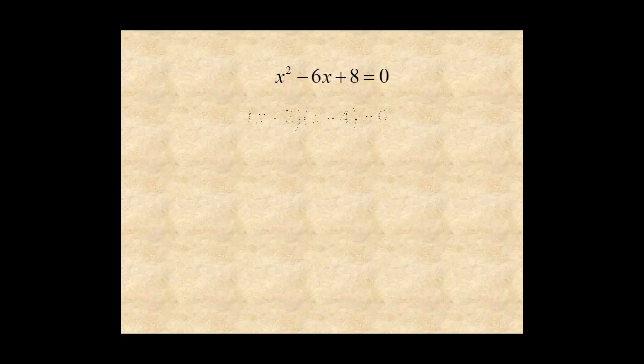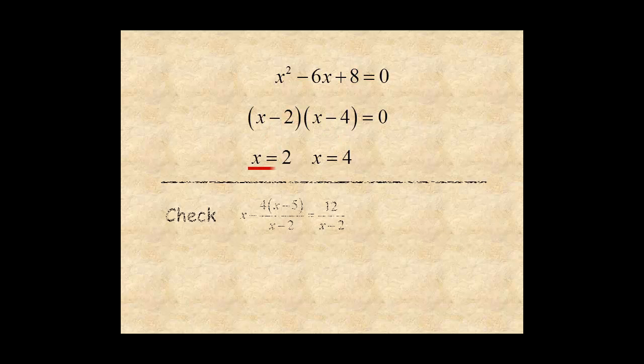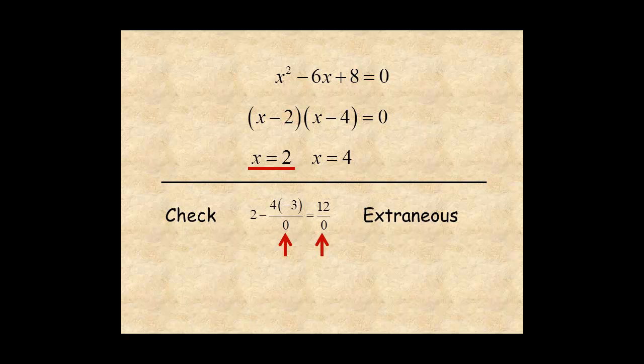Then factor the polynomial. The factor x minus 2 gives a solution x equal 2. The factor x minus 4 gives a solution x equal 4. Then check the solution x equal 2 in the original equation. Substitute x equal 2 and simplify. The denominators in these two terms are 0. Since division by 0 is not defined, x equal 2 is an extraneous solution, which means it's not a solution to the original equation and must be ignored.